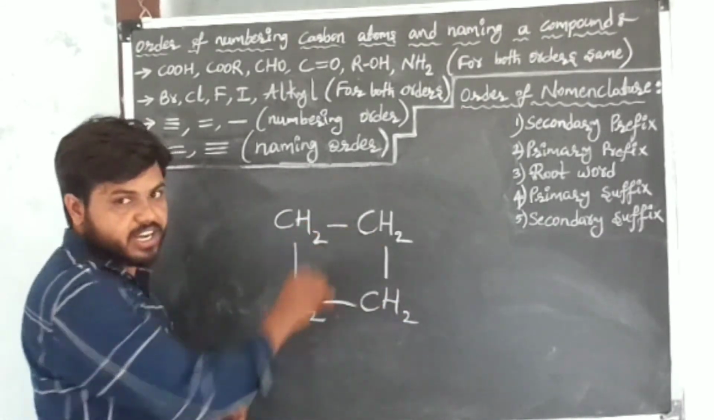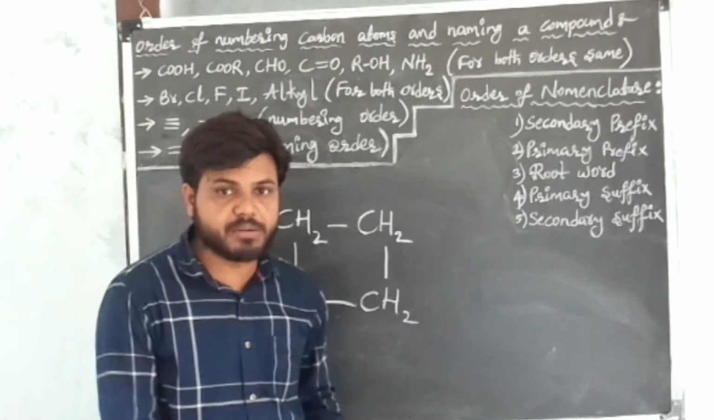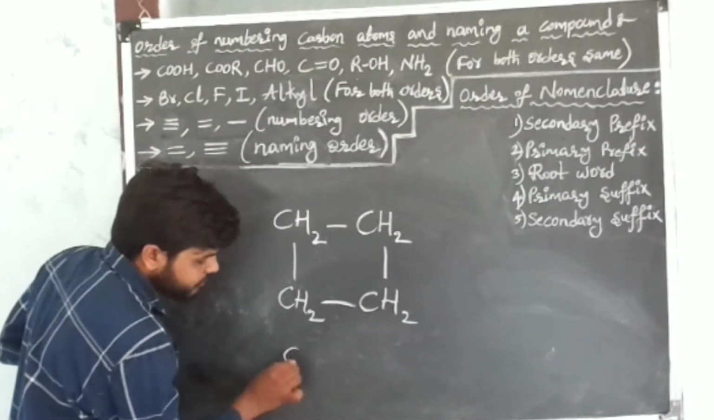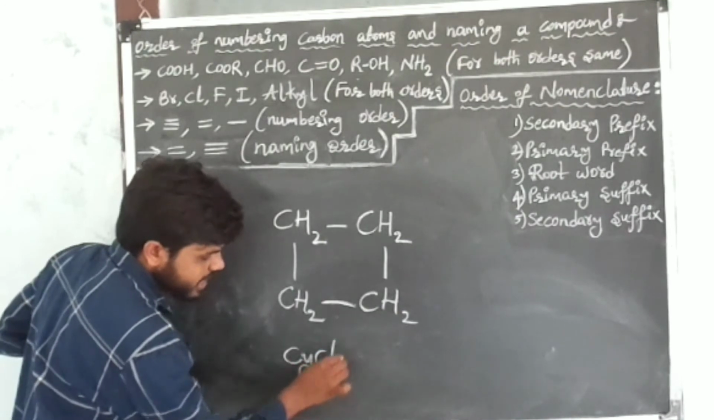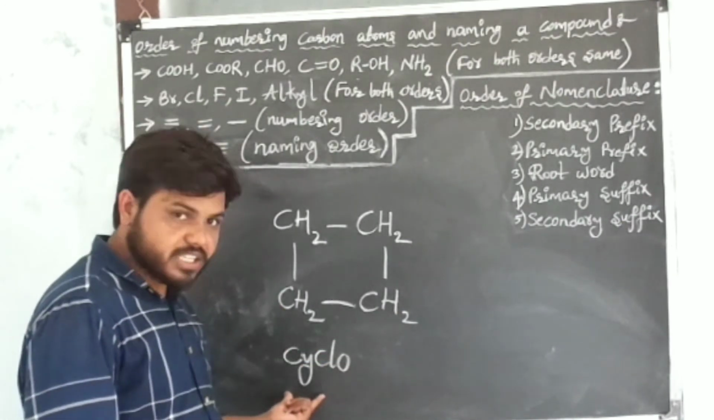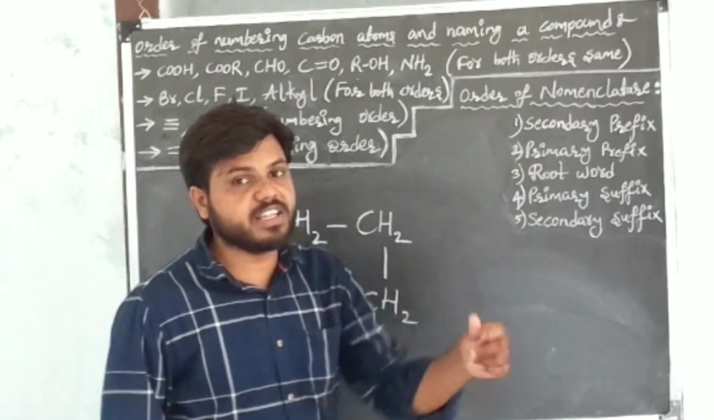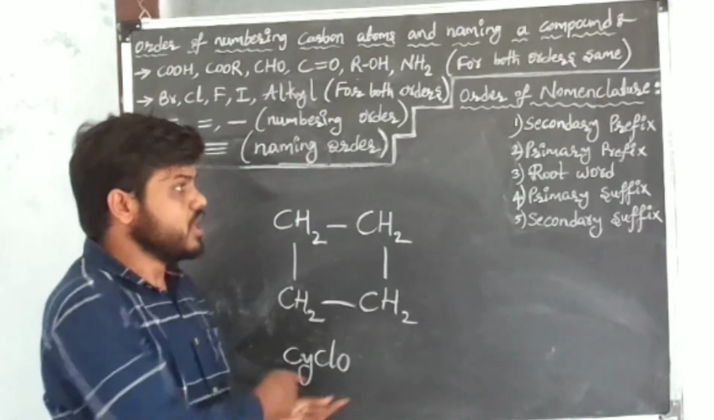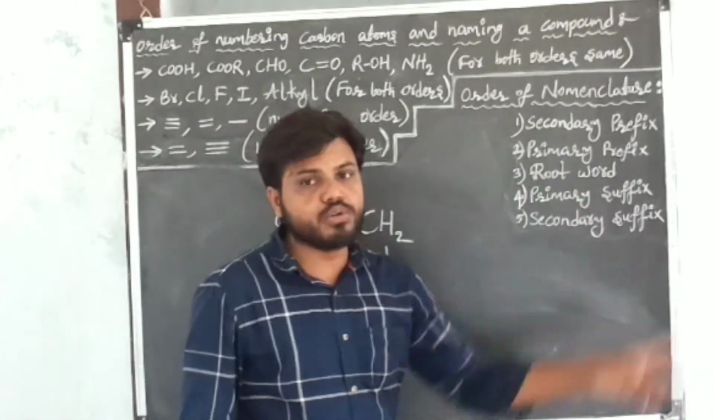See, this is one cyclic. Cyclic is present in the given carbon compound. So write the cyclic prefix. Cyclic prefix is cyclo. I have written the prefix of cyclic, that is cyclo. After writing primary prefix, go to the root word.